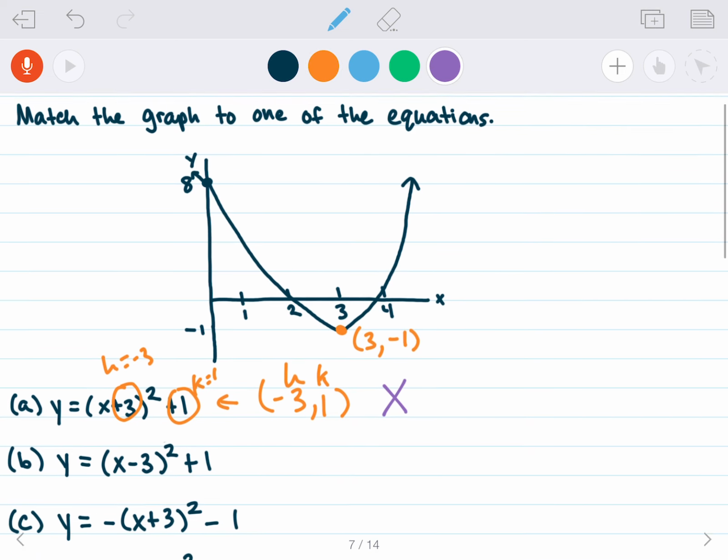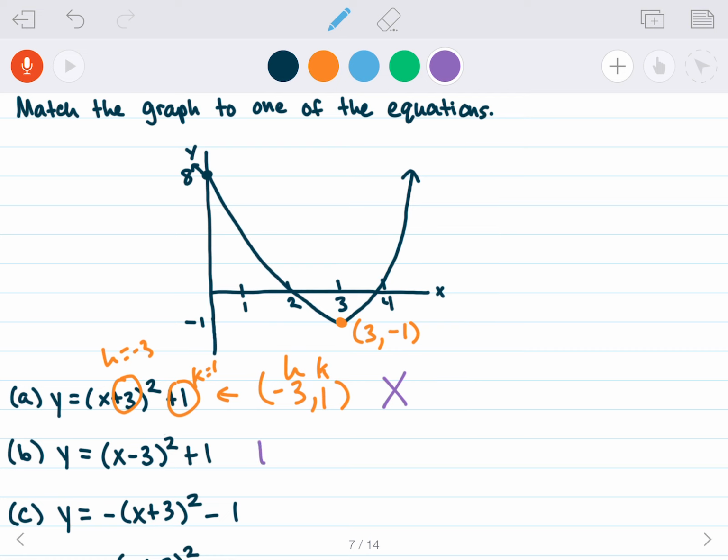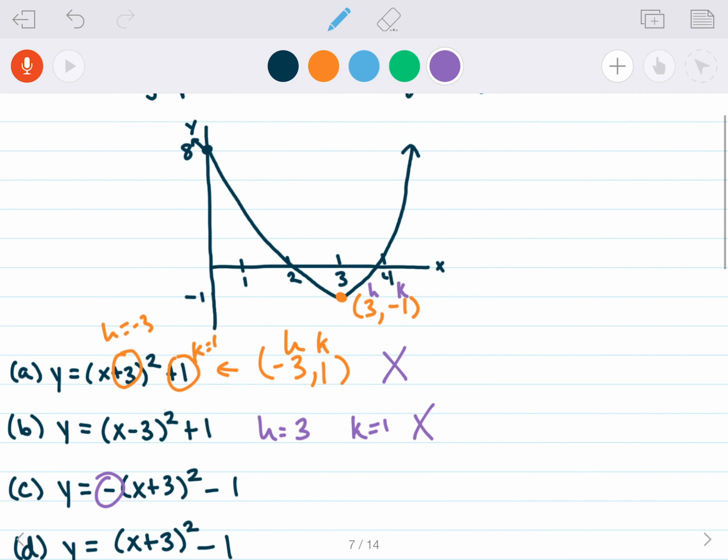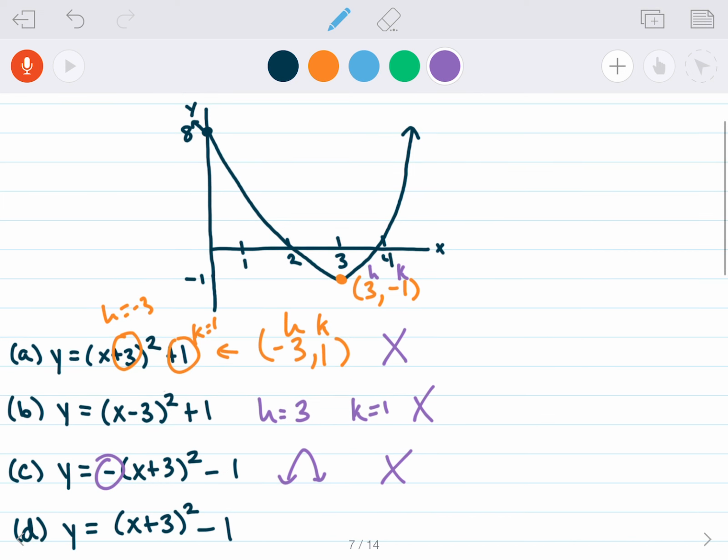Choice B is saying that the vertex is at positive 3, positive 1, but again, we need the k to be negative 1. So this is incorrect as well. C is automatically incorrect because of this negative sign. That would say that the parabola is opening down, but it's not. It's opening up, so that can't be it either.